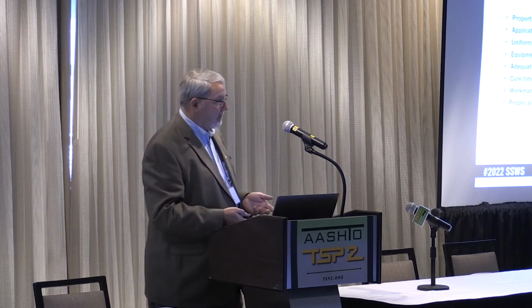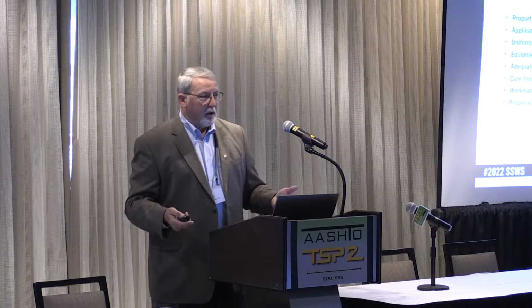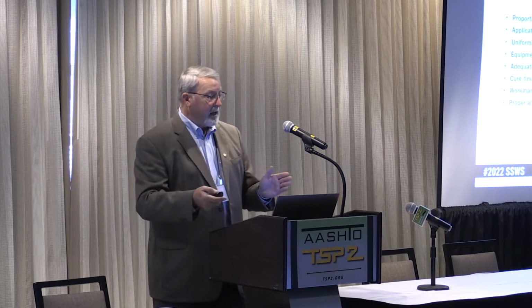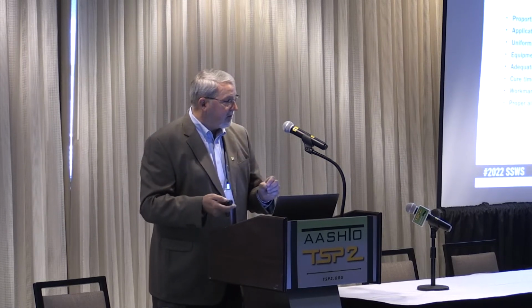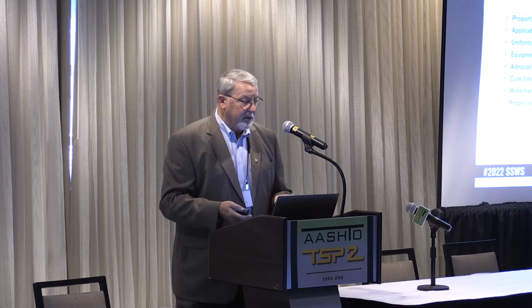Now, how do we evaluate these test strips that are so important? Again, we've got our thorough mix design. We've calibrated to that mix design. We're producing a mix that's consistent with that. Now we need to go out and place it in a test strip, and how are we going to evaluate that test strip? Well, again, like I talked about earlier, proportion optimization. Do we need to tweak that mix that we're producing within the job mix formula to give the best performance characteristics for that project? That gives you an opportunity to do that.